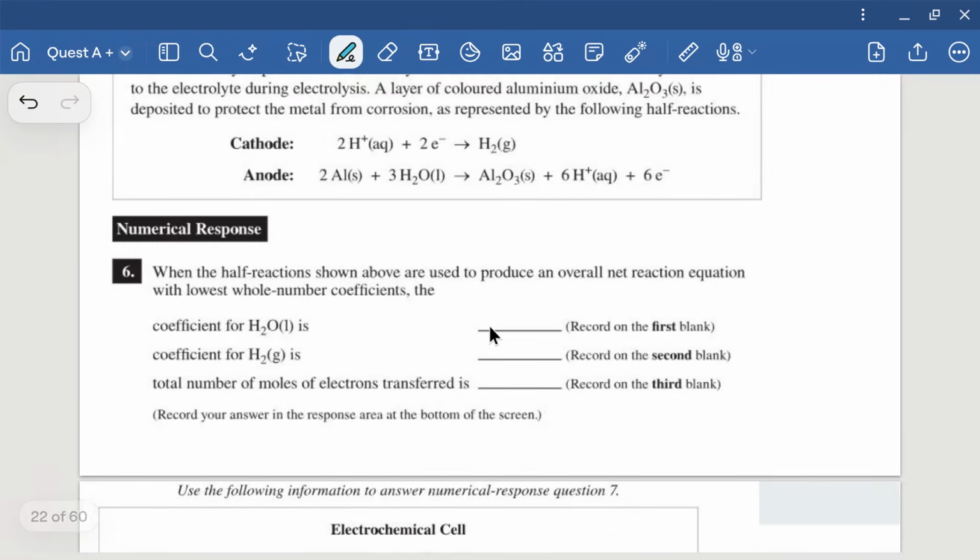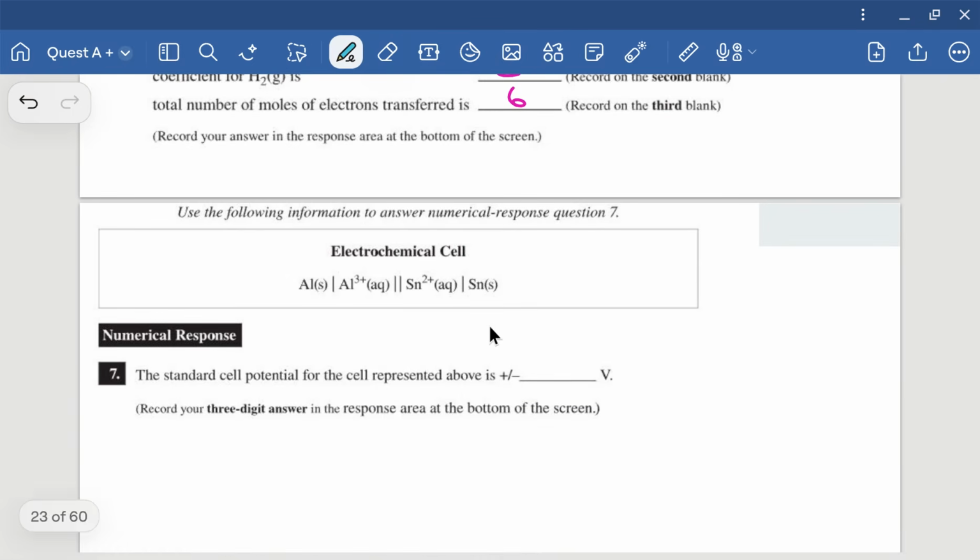Now, this next one, we have a reaction that happens at the anode and the reaction that happens at the cathode. So it's asking, when looking for the overall net reaction and you add these two reactions together, what will be the lowest coefficients? You just have to remember, because it is electrochem, that to add reactions together, you have to balance electrons. So this first reaction needs to be multiplied by 3. And then when you look at what could cancel and reduce, you'd see your coefficients will be 3 for water, 3 for hydrogen, and 6 electrons being transferred.